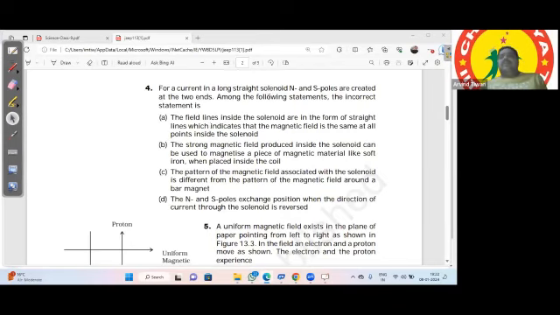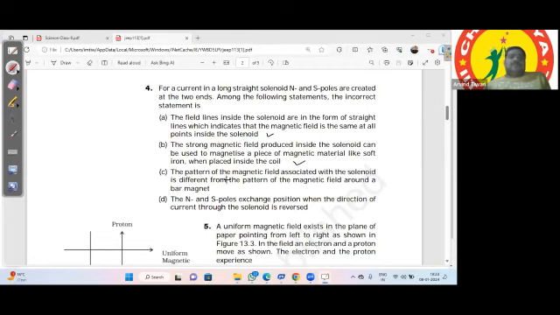For a current in a long straight solenoid, N and S poles are created at the two ends. Among the following statements, the correct statement is: the field lines inside the solenoid are in the form of straight lines, which indicate that the magnetic field is the same at all points inside the solenoid. So this is correct. First of all, we are marking those which are correct. The strong magnetic field produced inside the solenoid can be used to magnetize a piece of magnetic material like soft iron. This is also correct.